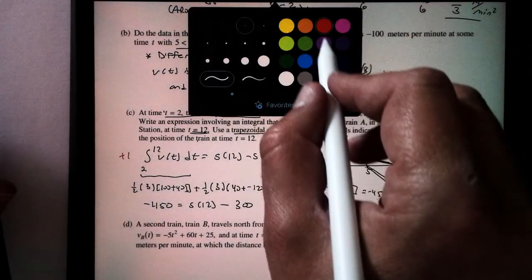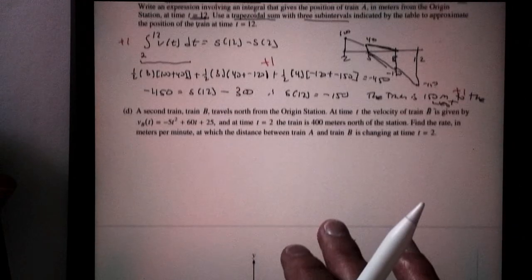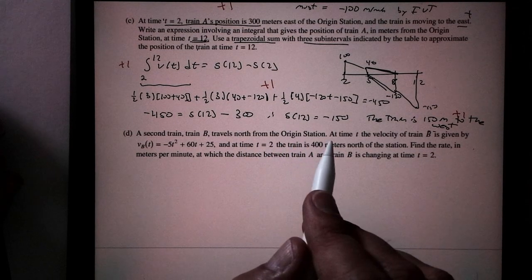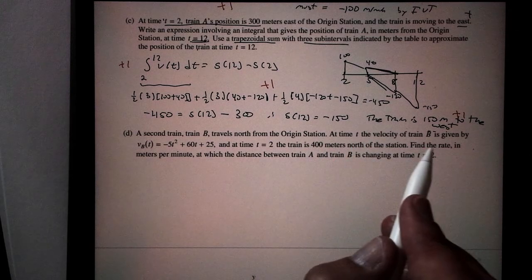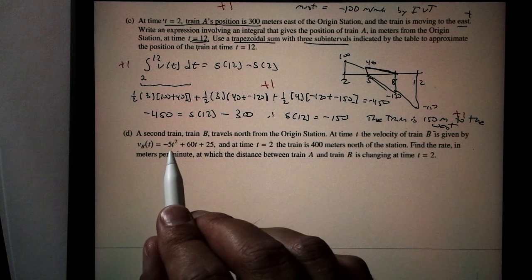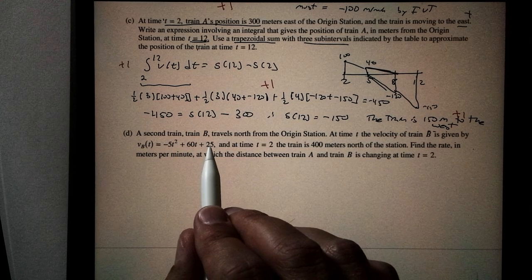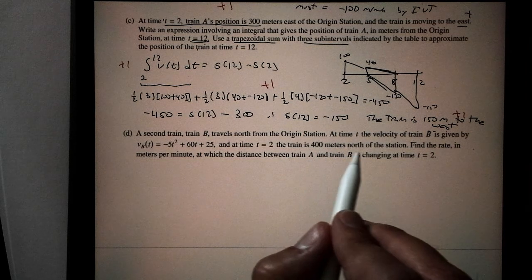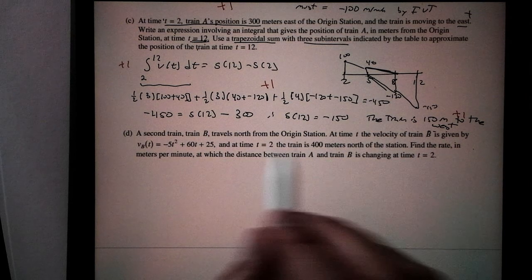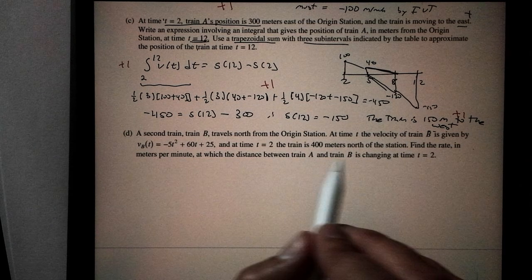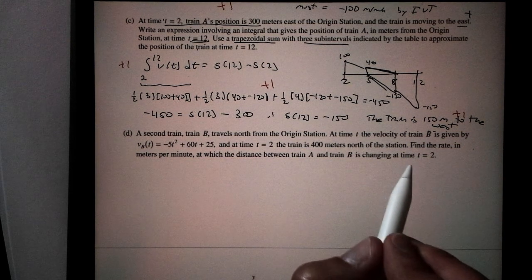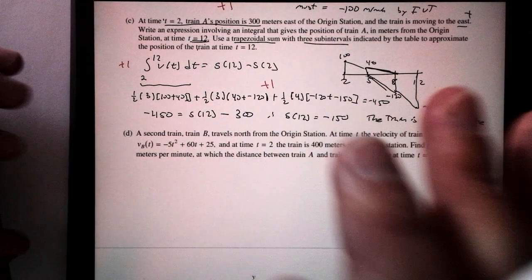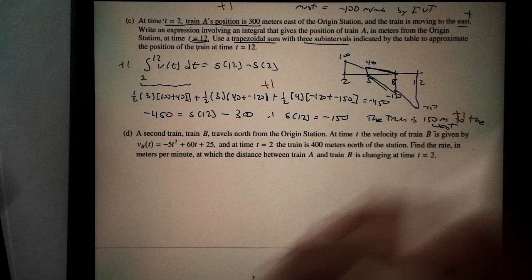All right, next, lastly, train B. A second train, train B, is traveling north from origin station. At the time t, the velocity is given by negative 5t squared plus 60t plus 25. At time t equals 2, the train is 400 meters north of the station. Find the rate in meters per minute, the distance which train A and B are moving at t equals 2. So we're looking for a train t equals 2. So we're going to kind of need this information up here for part C. But again, if you miss part C, don't stress it. Just make up something if you like.